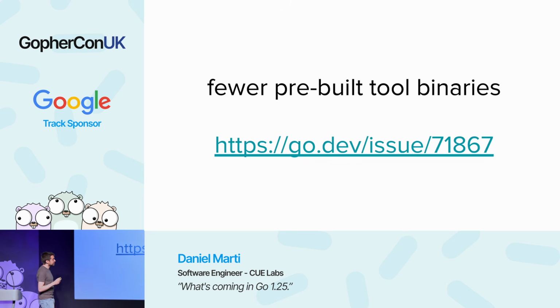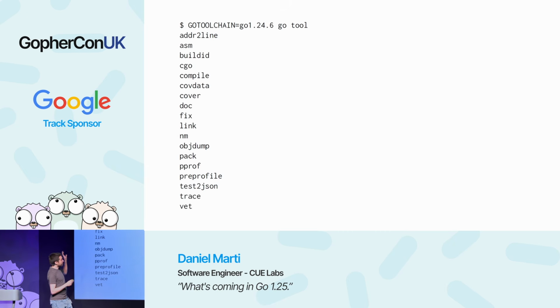Another change is fewer pre-built tool binaries. And by that, I mean that Go 1.24 came with a bunch of different tool commands that you can run with go tool, such as, for example, go tool compile. And these are basically just binaries, right? Because when you install Go, it comes with a go binary, but it also comes with these binaries. These binaries don't end up in your path, so you can't run them directly, but you can run them with go tool.